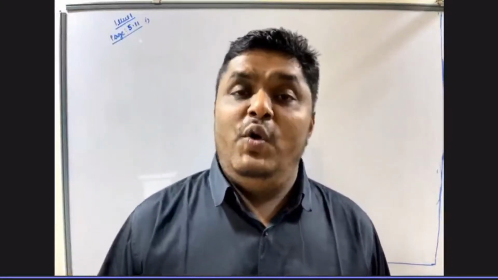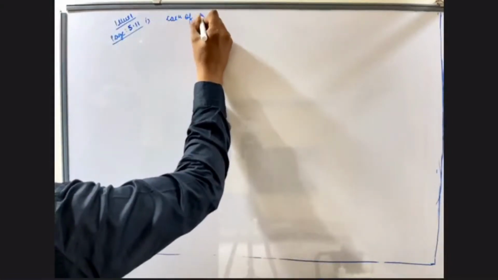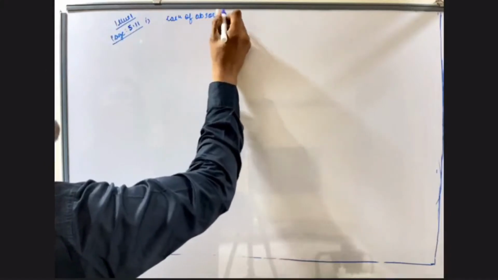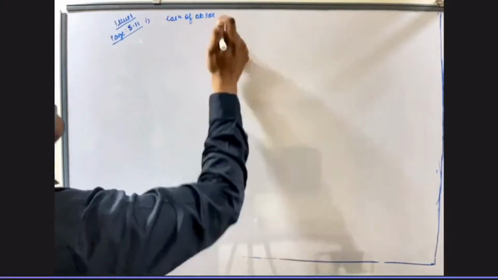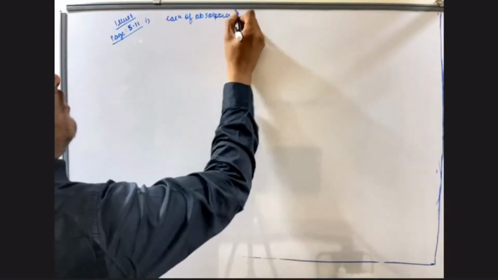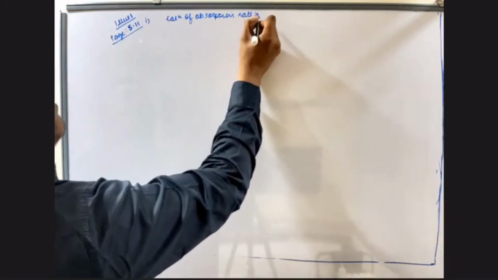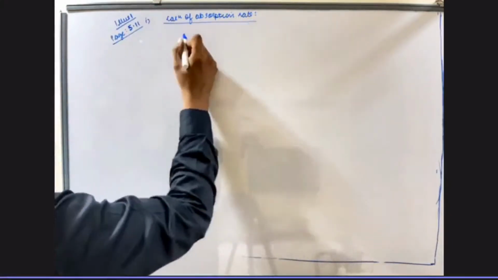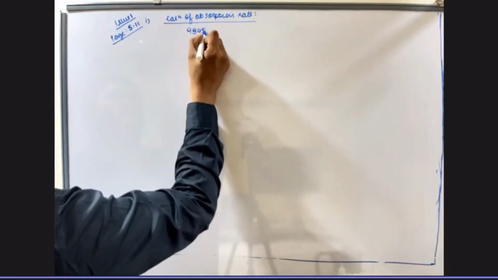Now, when talking about the calculation of cost, the material cost is given separately for A, B, and C, and labor cost is also given separately for A, B, and C. But for overheads, we have to calculate the absorption rate on the basis of labor hours. So the first step, let's start with the calculation of absorption rate, wherein the total overheads are 99,450.